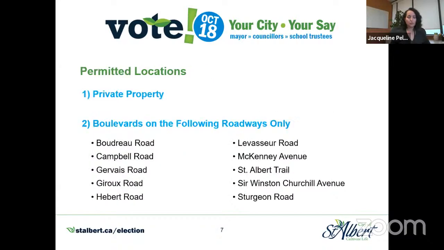All right, so now where signs can be placed. Signs can be placed first on private properties, such as private residences or commercial property. Signs can also be placed along the following roadways: Boudreaux Road, Campbell Road, Gervais Road, Giroux Road, Herbert Road, Le Vasseur Road, McKinney Avenue, St. Albert Trail, Sir Winston Churchill Ave, and Sturgeon Road.